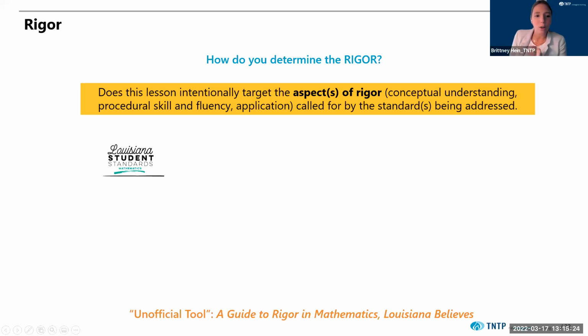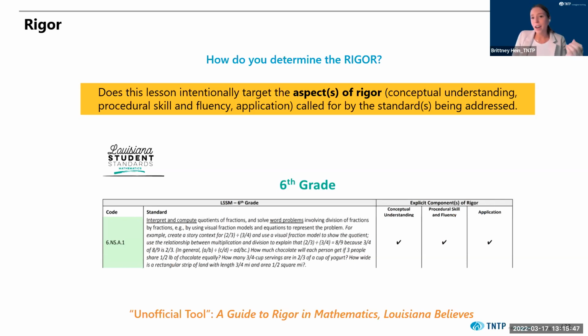And then the next thing we want to indicate is how do we figure that out, right? That's the tricky part. There is a great resource for this because the answer is actually all three. It was a trick question. This specific standard addresses all three aspects of rigor. A great resource is louisianabelieves.com, which shows you, if you look up the standard, where it falls under for each aspect of rigor, which is great. It takes the guesswork out of it already.